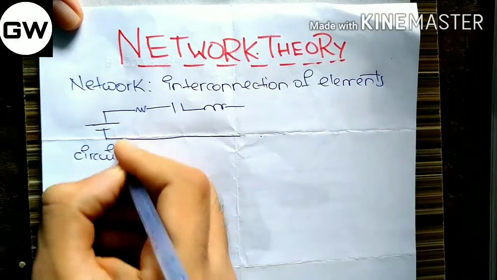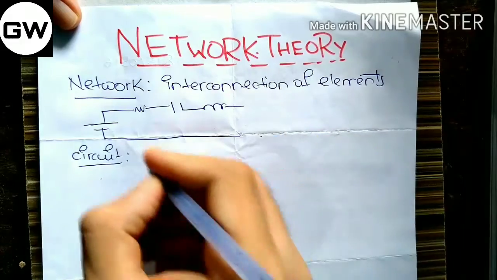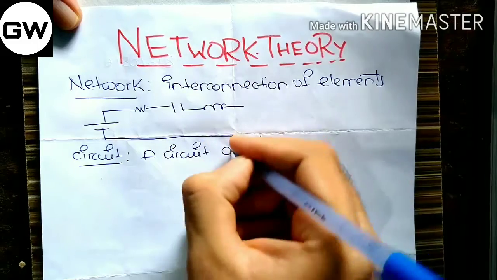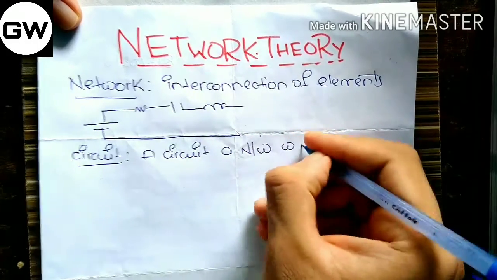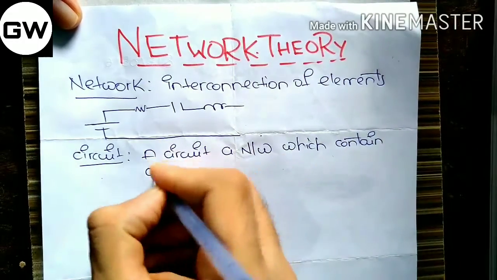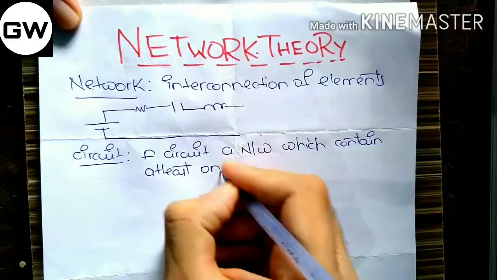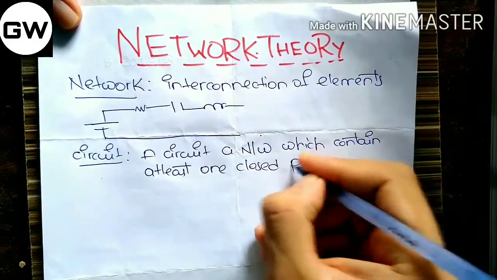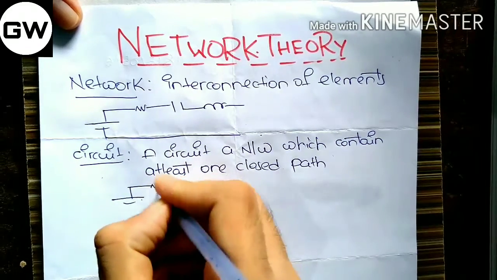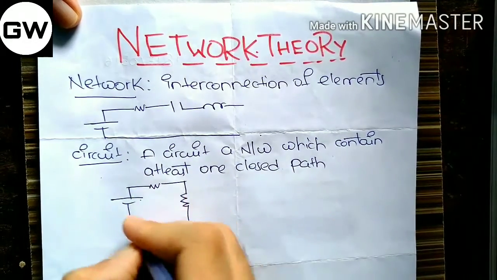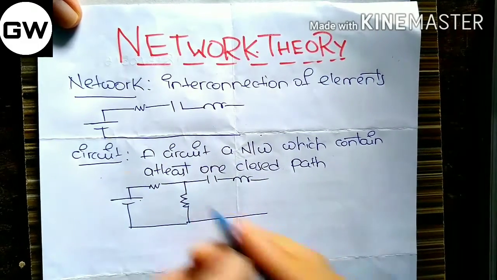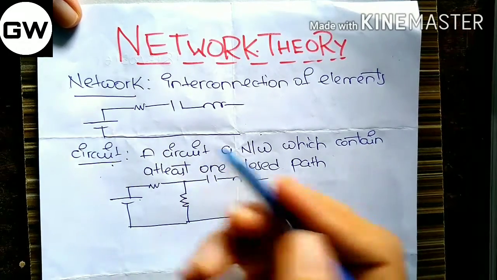Whereas what is a circuit? A circuit is nothing but a network which contains at least one closed path. Like this: one resistor, a capacitor and an inductor. It contains one closed path. It is termed as a circuit.